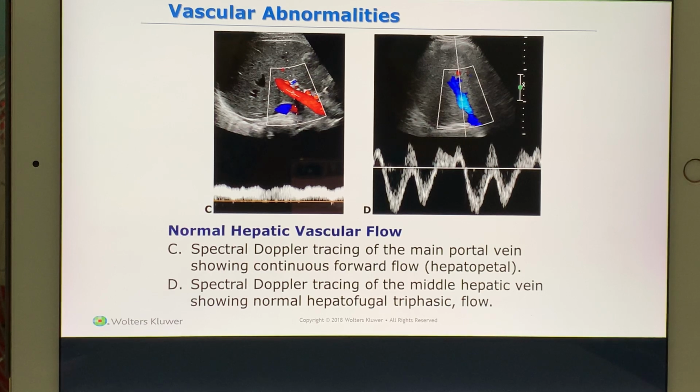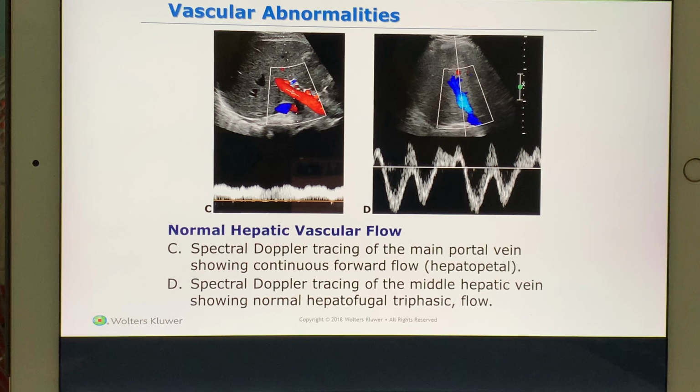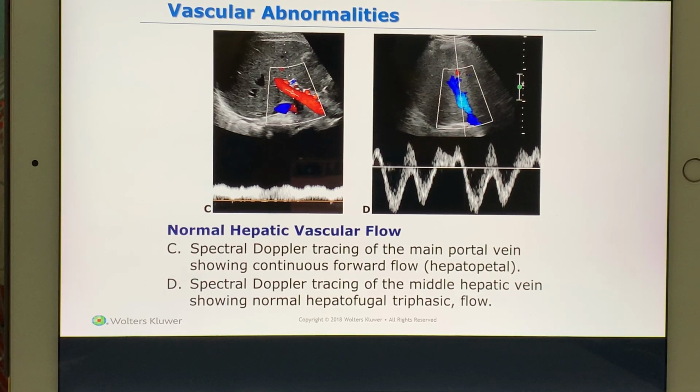So here we have hepatopetal flow of the portal vein in picture C. You can see by the waveform that it is phasic. It doesn't change much, but it is dependent upon respiration from the patient.